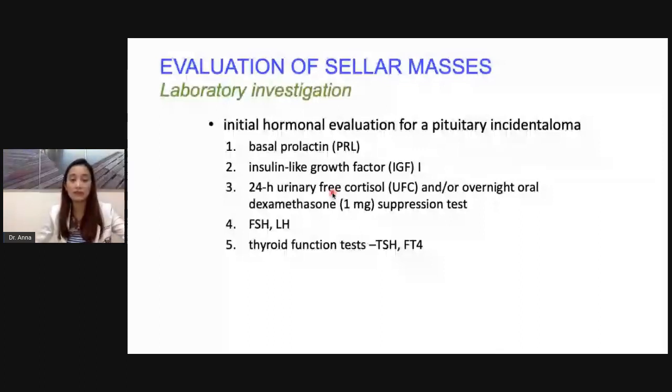Usually we do 2 times of any of the screening tests to screen for endogenous Cushing syndrome. For your gonadal axis, you test for your FSH, LH. For your thyroid axis, you do your thyroid function test, TSH, and FT4. So FT3 is not included, okay? Just in screening, you just do your TSH and FT4. FT3 is not included. So those are the workup.